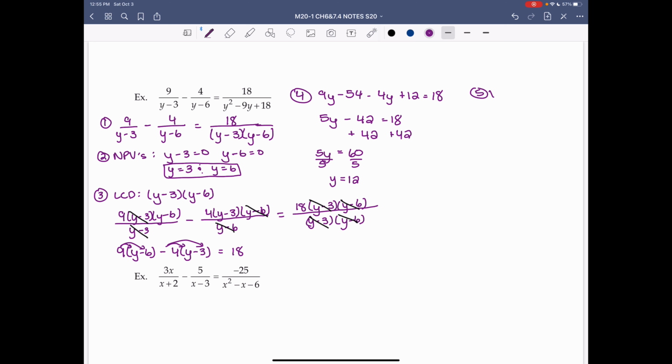Step 5. We want to verify. 12 is not one of our NPVs, so that's fine. We want to sub 12 into our original equation and make sure the left side is equal to the right side. 9 over 12 minus 3, minus 4 over 12 minus 6, equals 18 over 12 squared minus 9 times 12 plus 18.